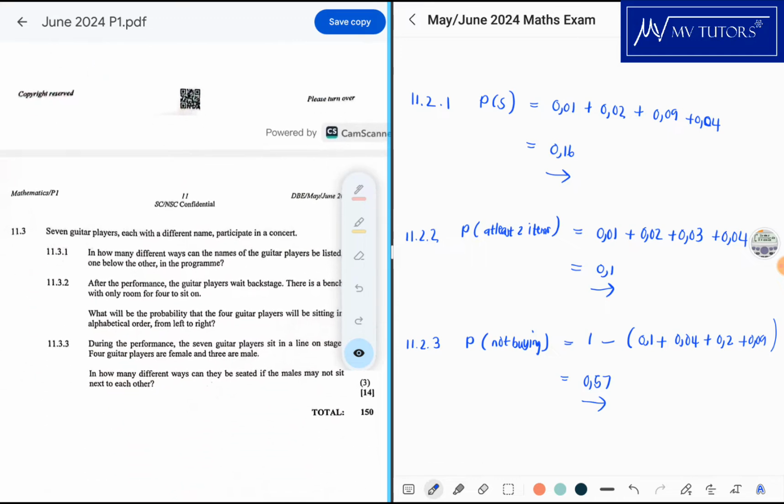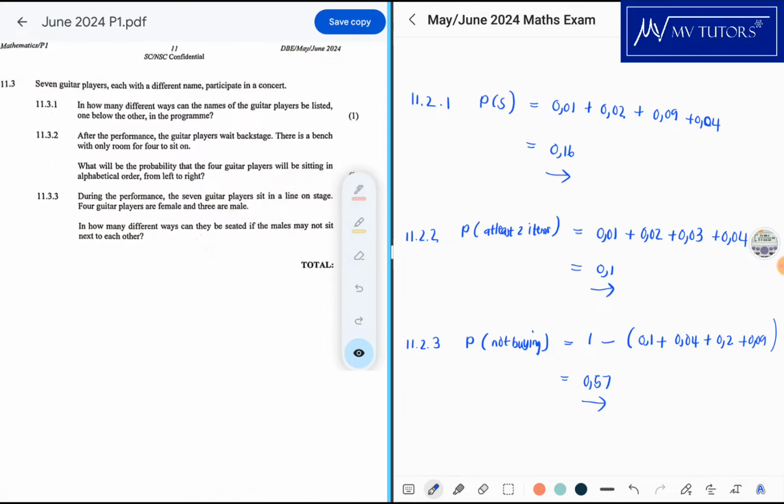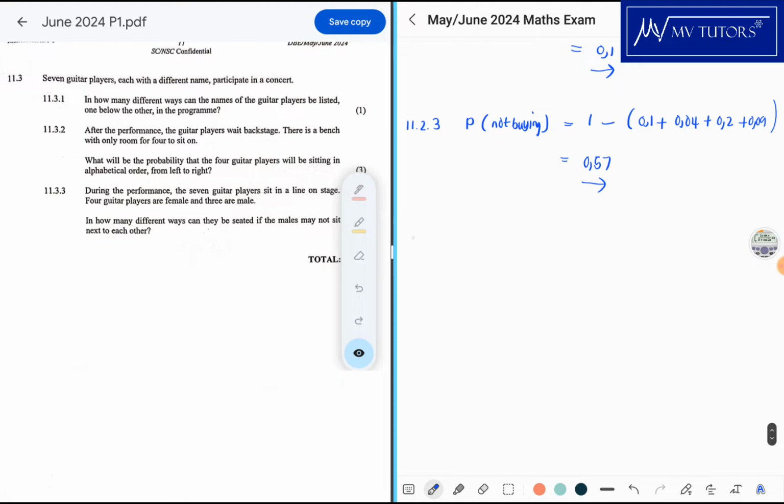We're not yet done with the paper. Don't get too excited yet. We're almost there.